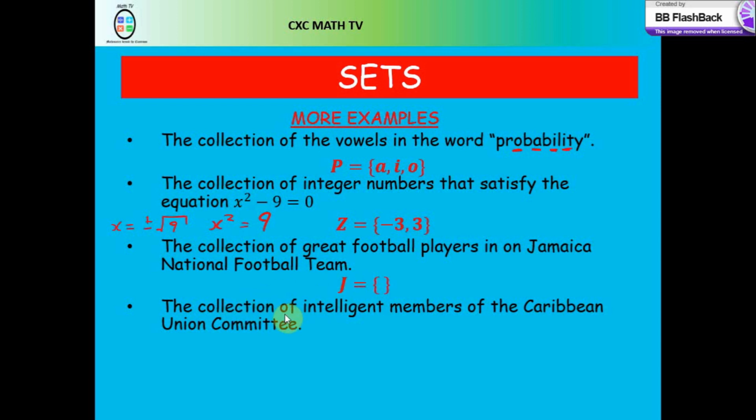Or maybe we want to talk about the collection of intelligent members of the Caribbean Union Committee. So intelligent members, we just list them out. Maybe it would be a whole heap of people like Anna, John, Bruce, Keisha, and so forth. And we could list out the rest of persons that we consider to be intelligent members of the Caribbean Union Committee. Cool.